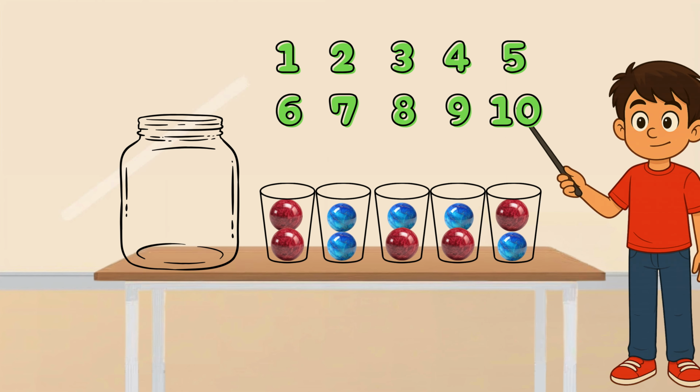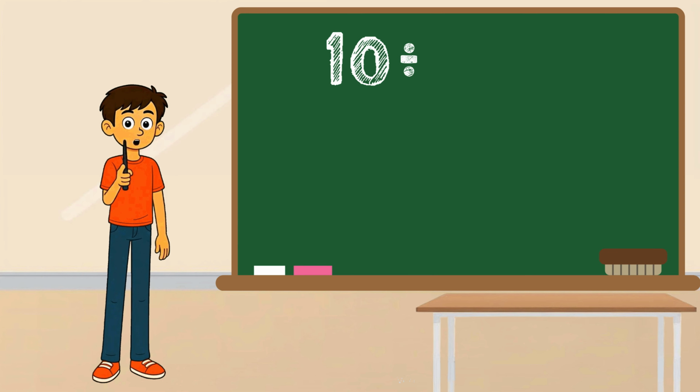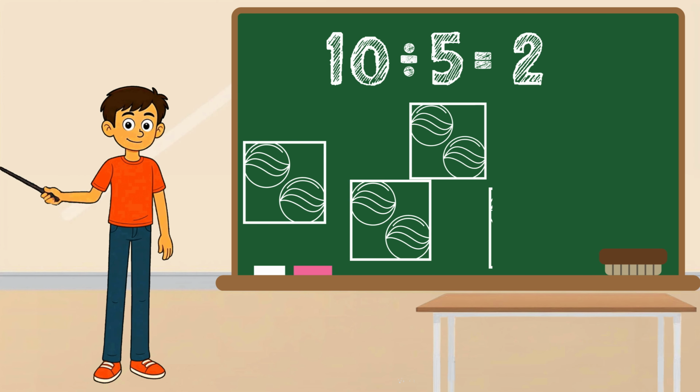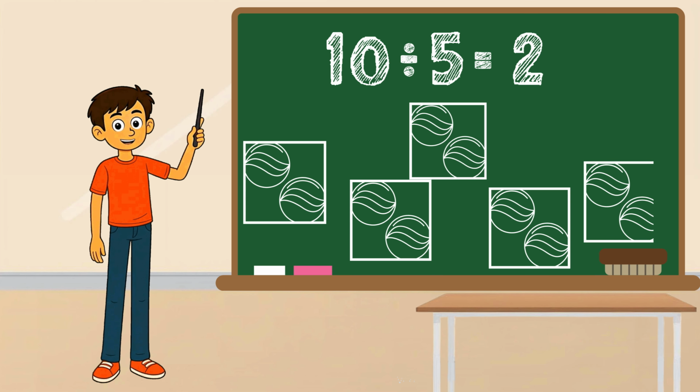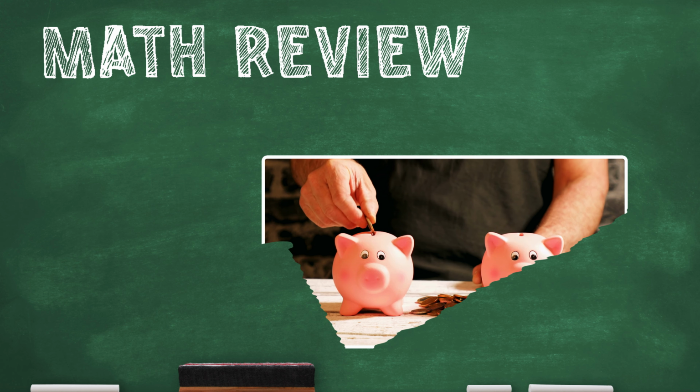Division doesn't care if it's food, toys, or marbles. Fair is fair. Over to the blackboard. We write 10 divided by 5 equals 2. Then we draw 10 marbles in 5 groups, each with 2. Simple and satisfying. Let's review all this math magic.